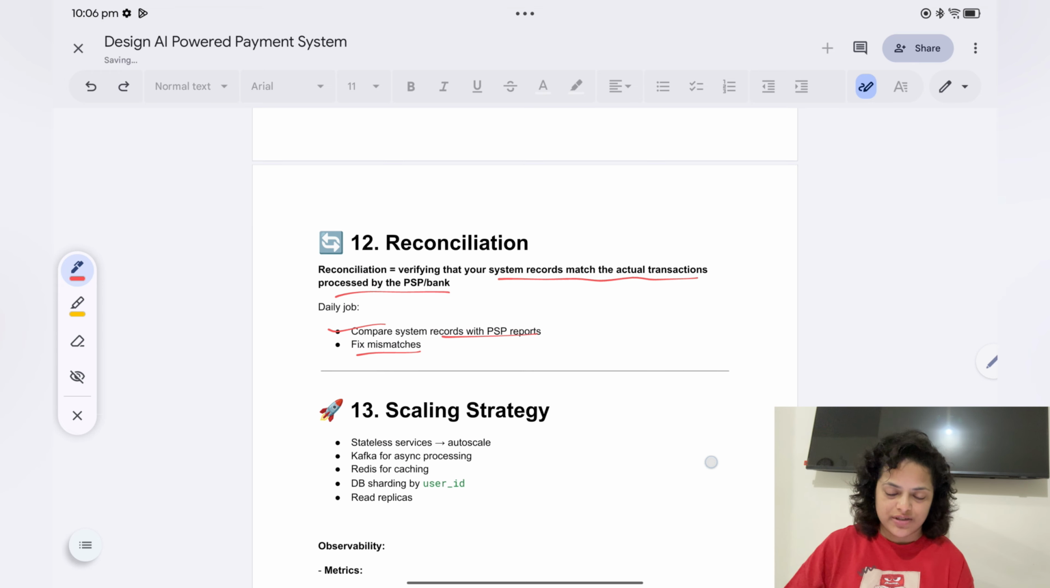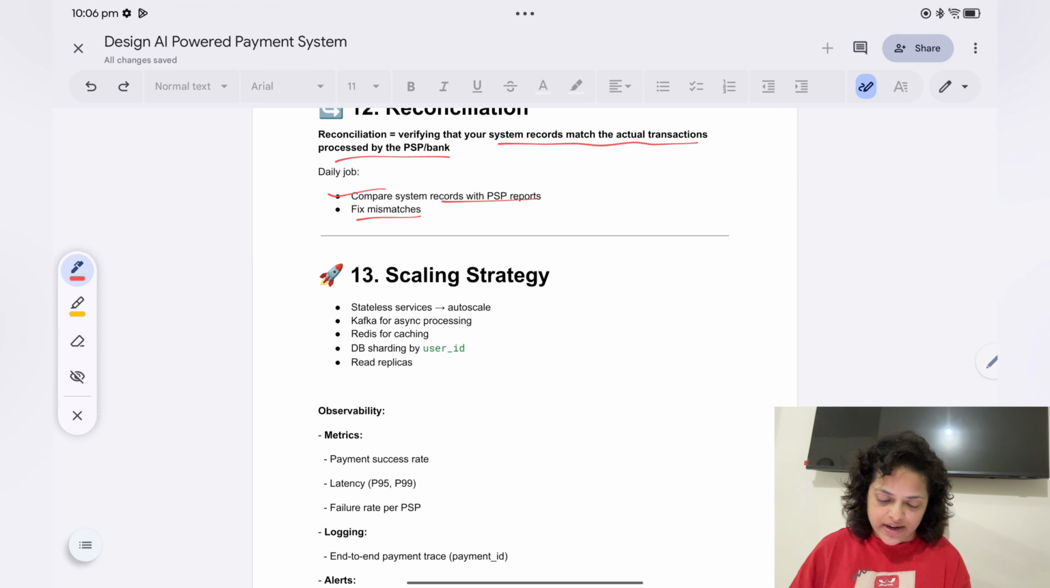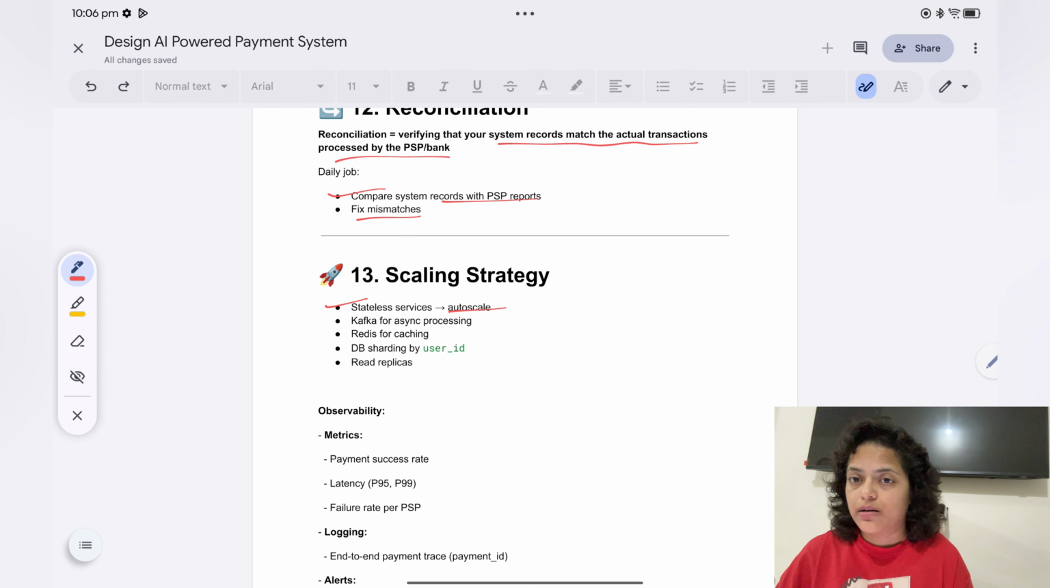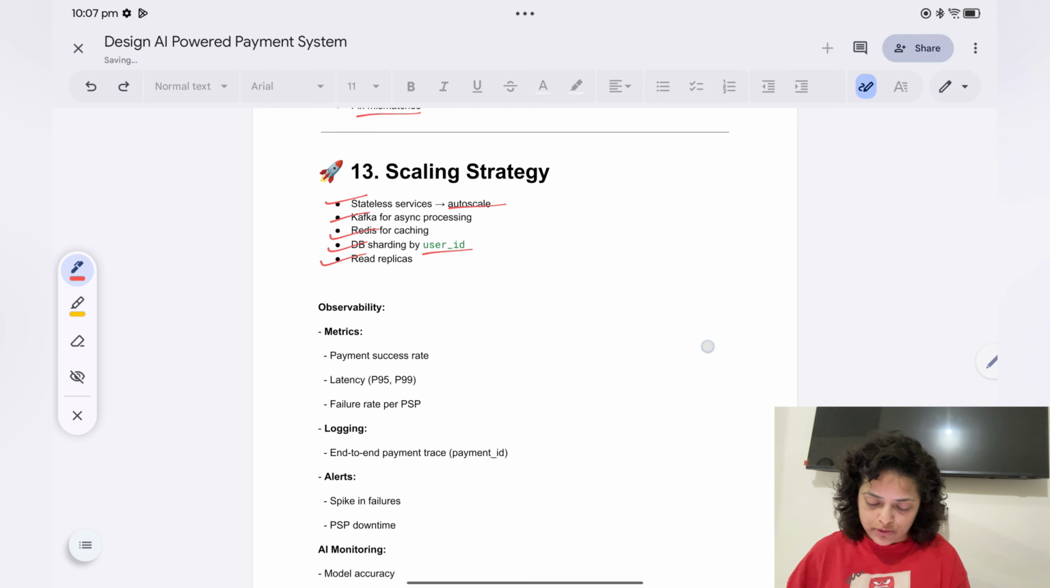and fix mismatches. Now, the scaling strategy. Your system should cater to a large number of requests. In that case it should be a stateless service with auto scaling. If the number of requests is more, it should add servers, and similarly if it is less, then remove servers. Now Kafka for async processing, Redis for caching, DB sharding by user ID, and read replicas we will be using here for scaling.